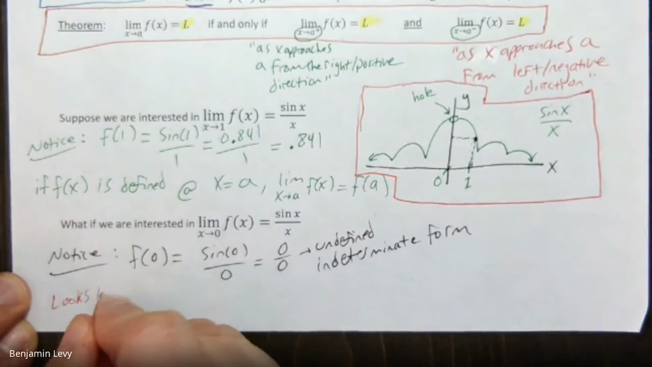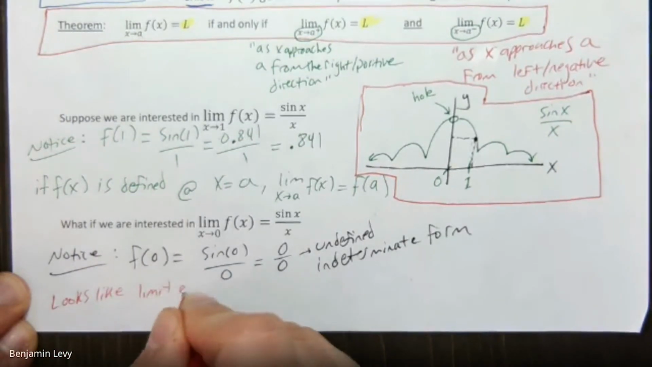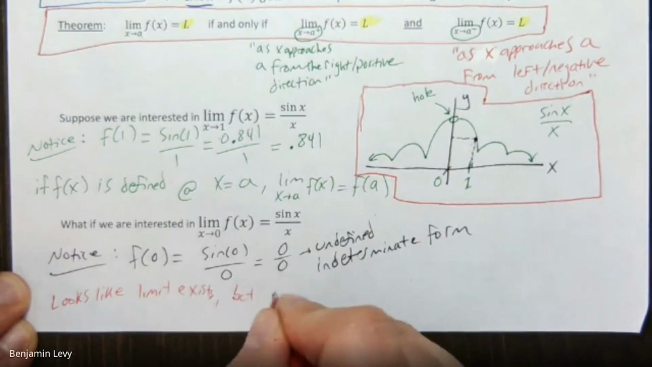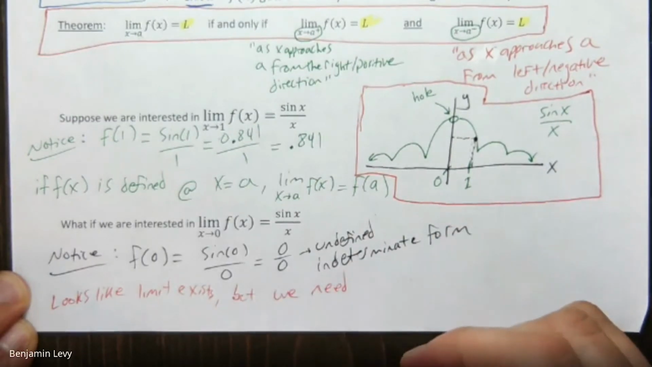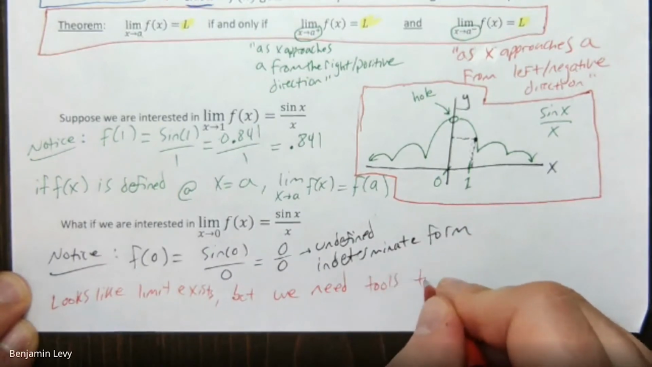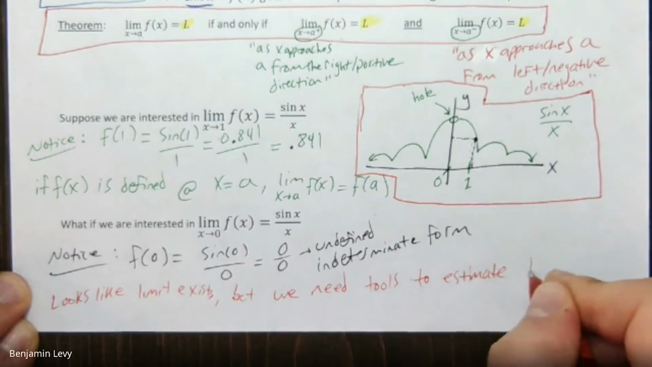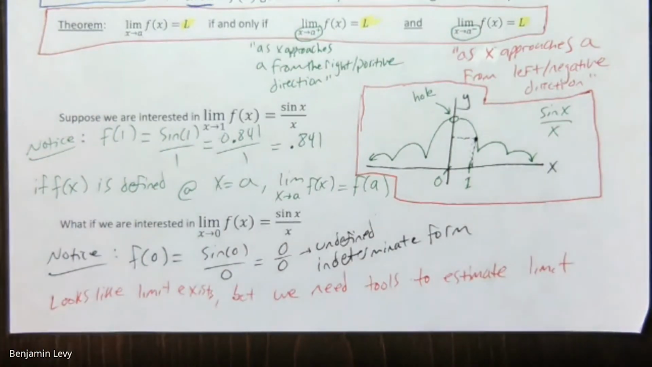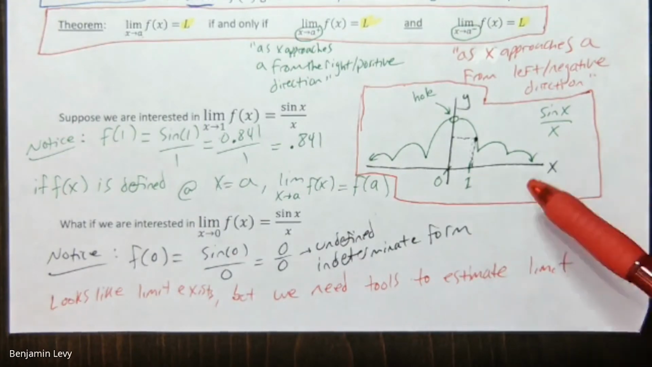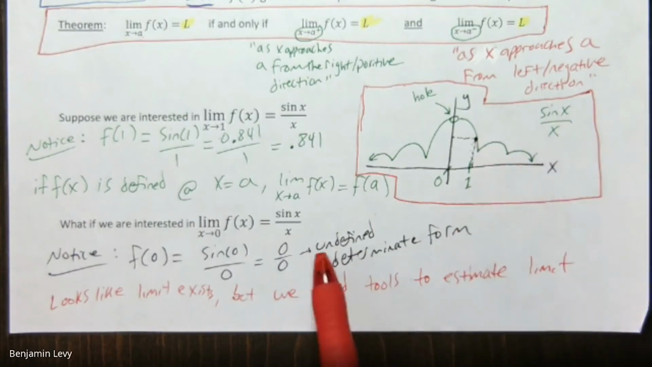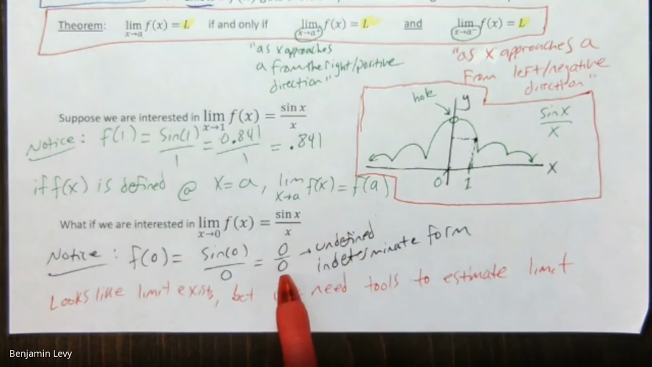So it looks like the limit exists, but we need some tools to estimate the limit. My general goal on this page was to introduce what a limit is, show you where they exist on this simple graph, and show you that you can't always just plug the number in like we could in the first one. If you try to plug the number in and you get something weird like dividing by 0, we need some better tools. And that's what's on the next page, right? If you turn the page, it says 2 ways to estimate limits.